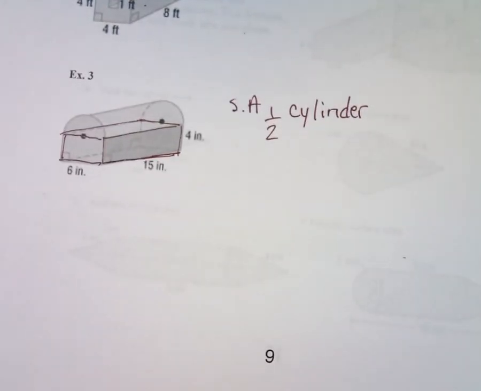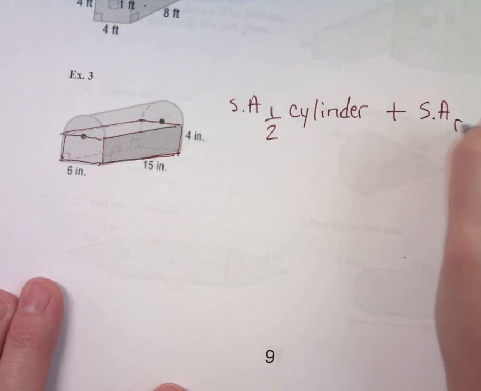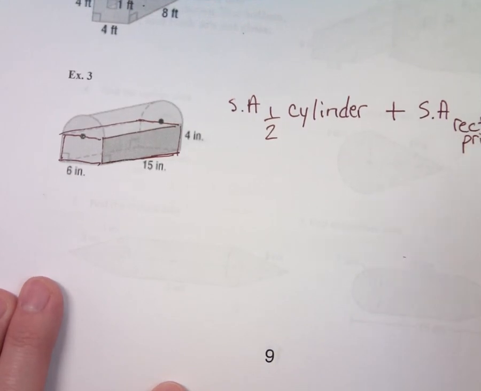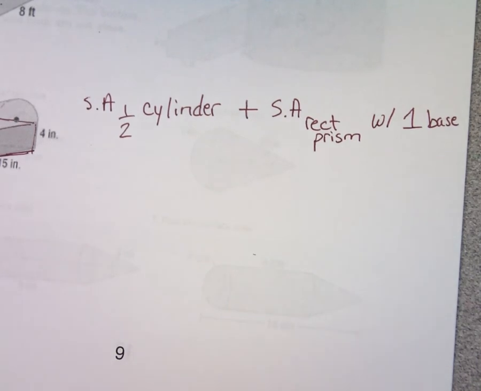I have this rectangular prism on the bottom, and because it's not a greenhouse this time, I will have this bottom base. But will I have this top? No. I don't have the top because the half cylinder is on top of it. So I have a rectangular prism, but with only one base. So I've got the surface area of my half cylinder, and I'm going to add that to the surface area of my rectangular prism, but it only has one base.